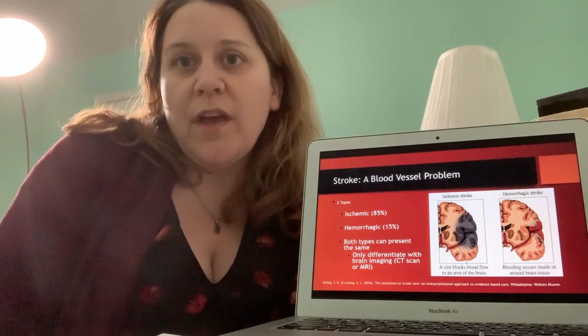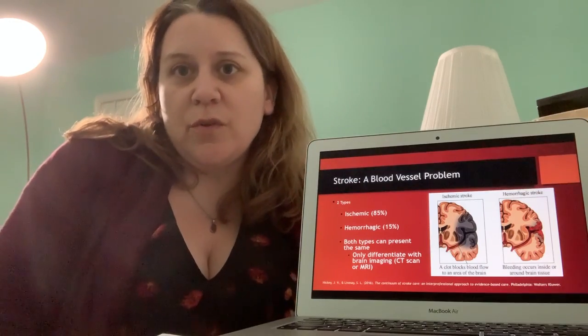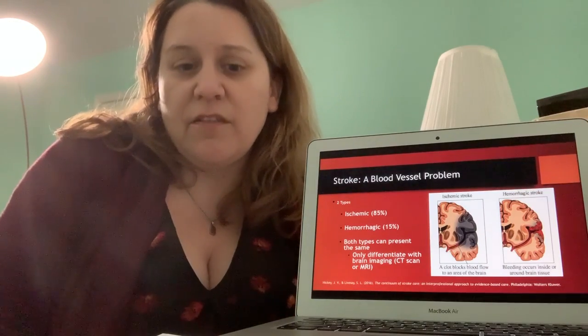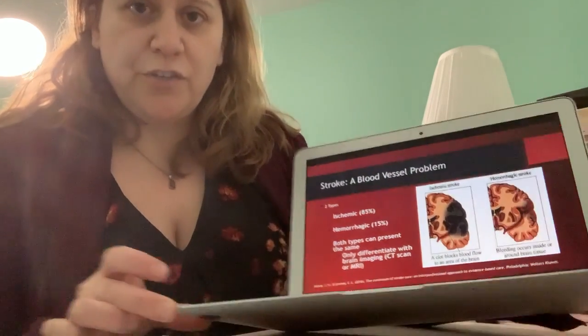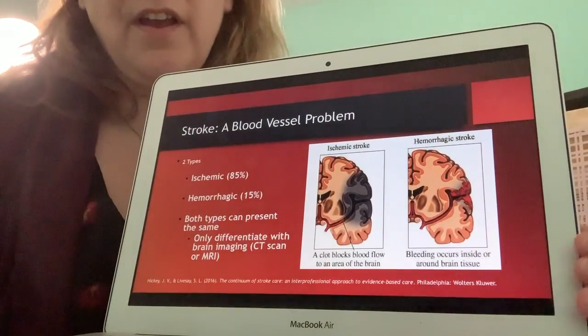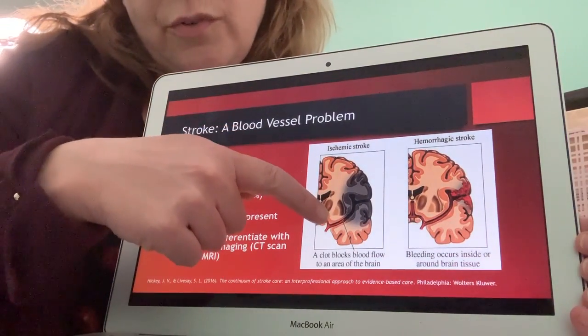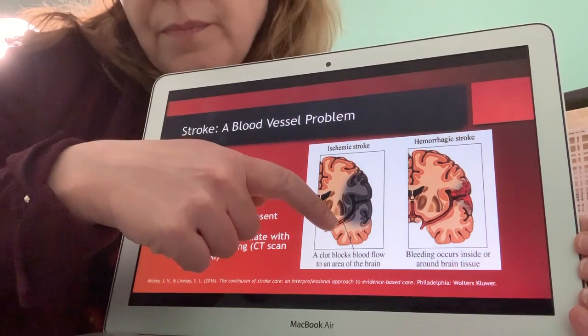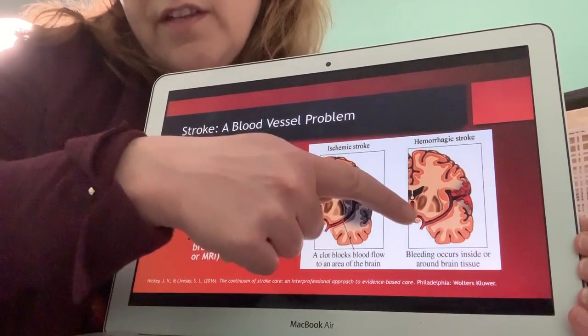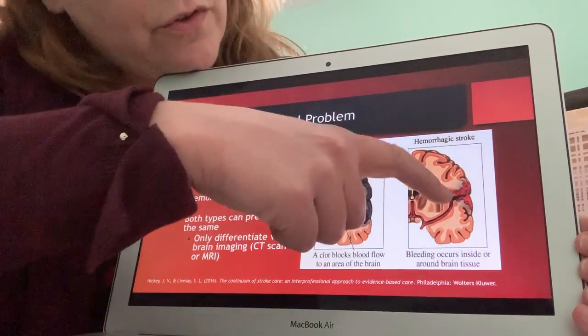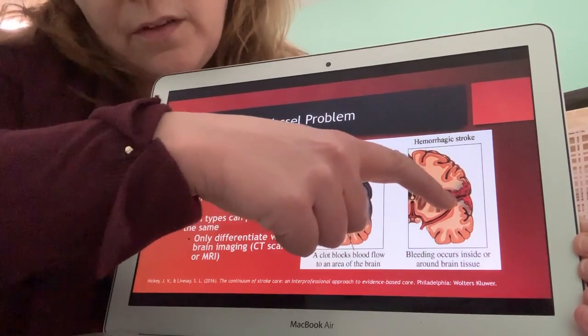So the only way to determine which type of stroke it is, is a CAT scan of the head or an MRI. I have this crude picture, if you can see here. This image shows a stroke caused by a blood clot, so that's an ischemic stroke. And this one is a hemorrhagic stroke. The stroke is caused by a burst blood vessel in the brain tissue.